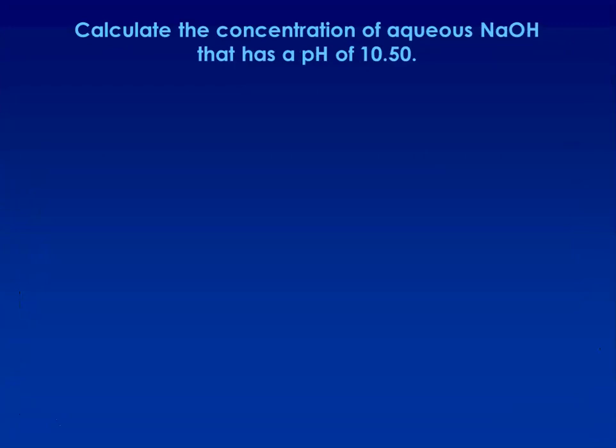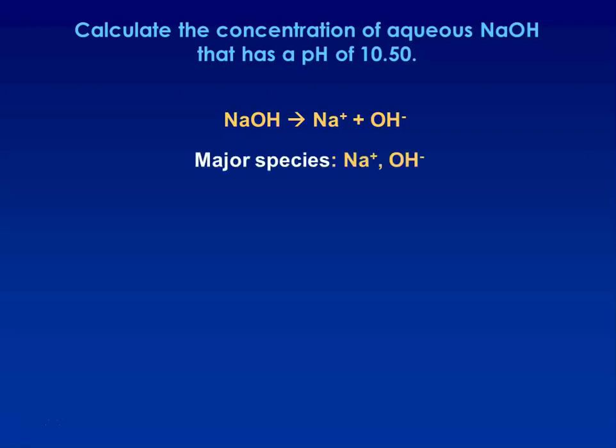We're going to work backwards this time. We want to know the concentration of an NaOH solution that has a pH of 10.5. So NaOH will dissociate as a strong base into its parent ions, sodium ions and hydroxide ions. 1-to-1 ratio this time, so that's going to help us some. We know that strong bases completely dissociate, so those are the only ions present in our solution. All of the sodium hydroxide has dissociated into hydroxide.